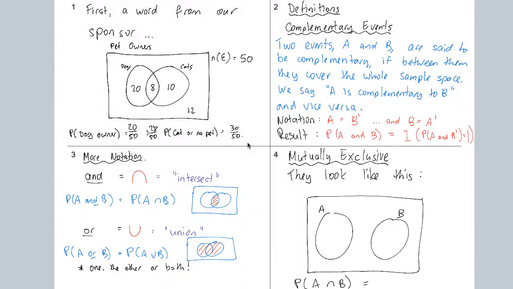So I've got a point there, probability of A intersect B. What would that be? One. No, the opposite, zero. Yeah, zero. So if they're mutually exclusive, the probability of A intersect B is equal to zero.